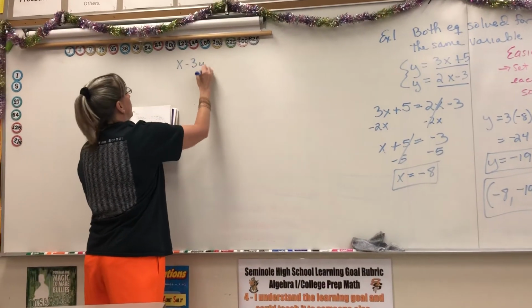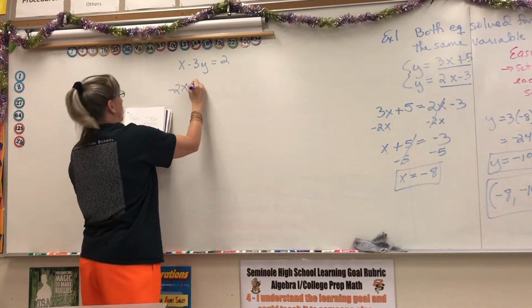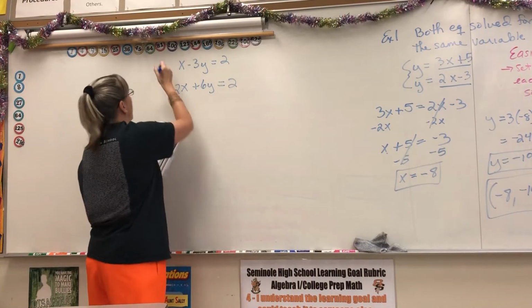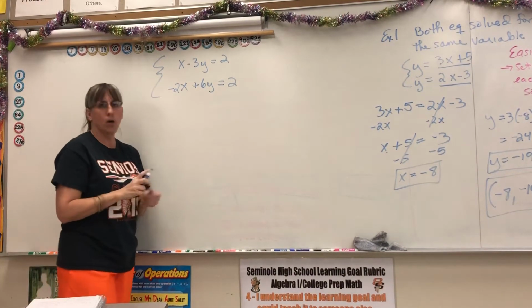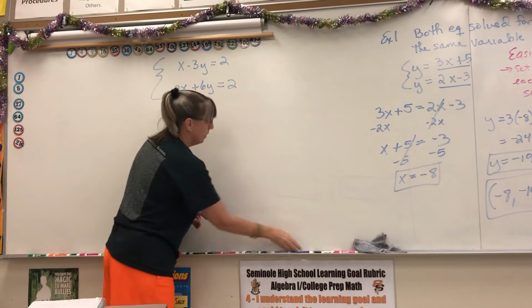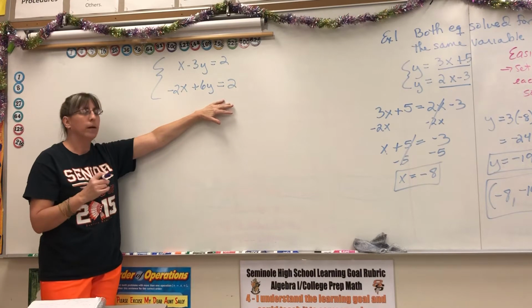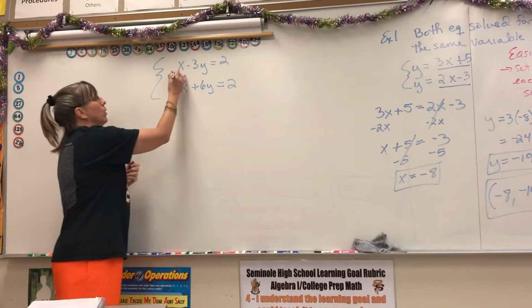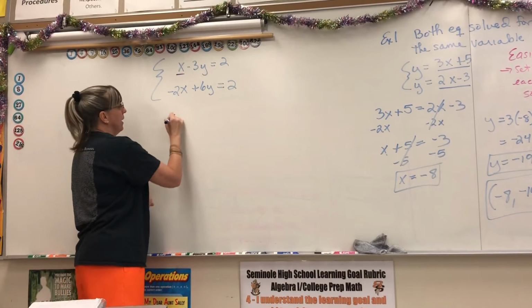x minus 3y equals 2, and negative 2x plus 6y equals 2 as well. All right? Nothing is solved for me here. So I'm going to look at my 2 equations, and I'm going to find the variable that has a coefficient of 1. This is what I want to solve for. Okay? So I'm going to bring that equation down.